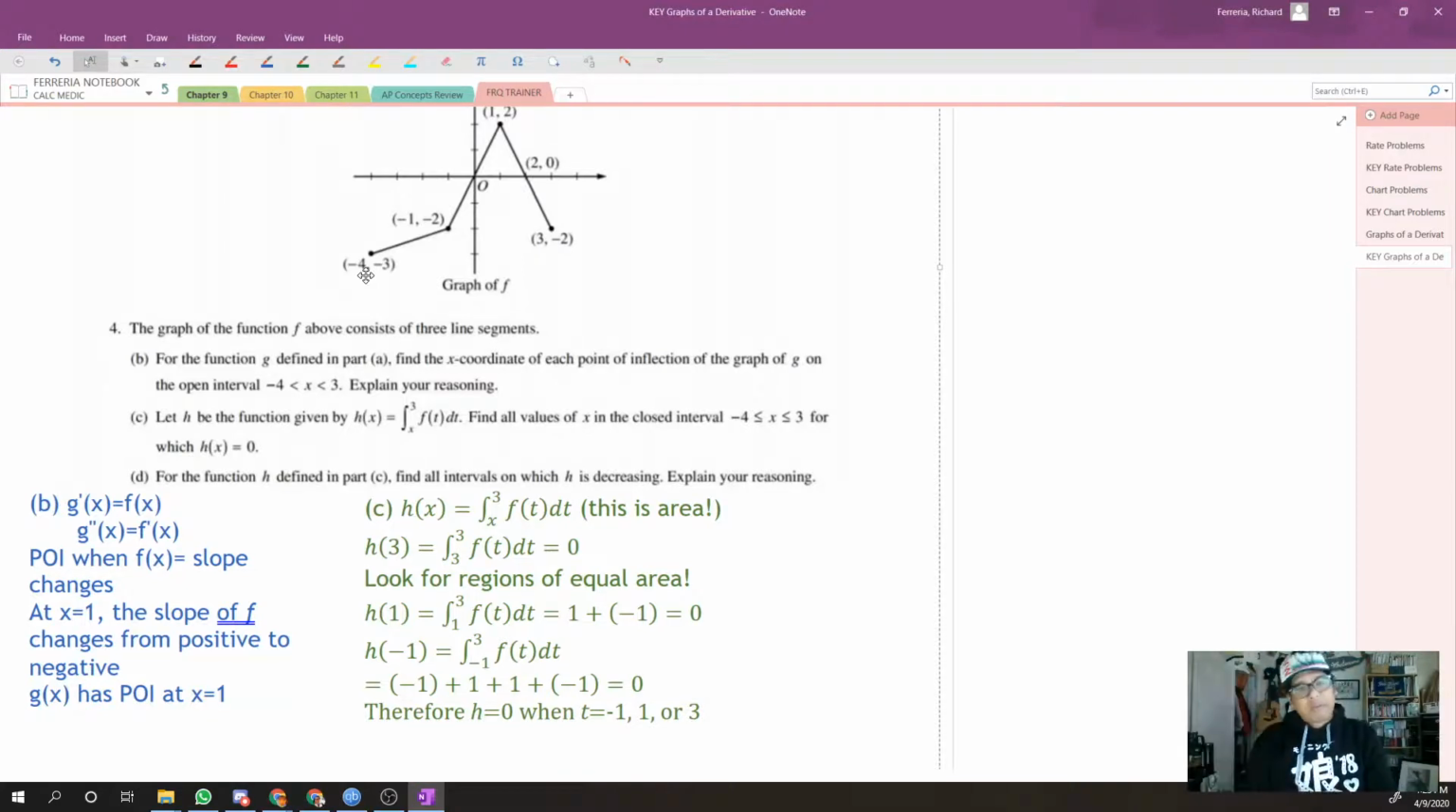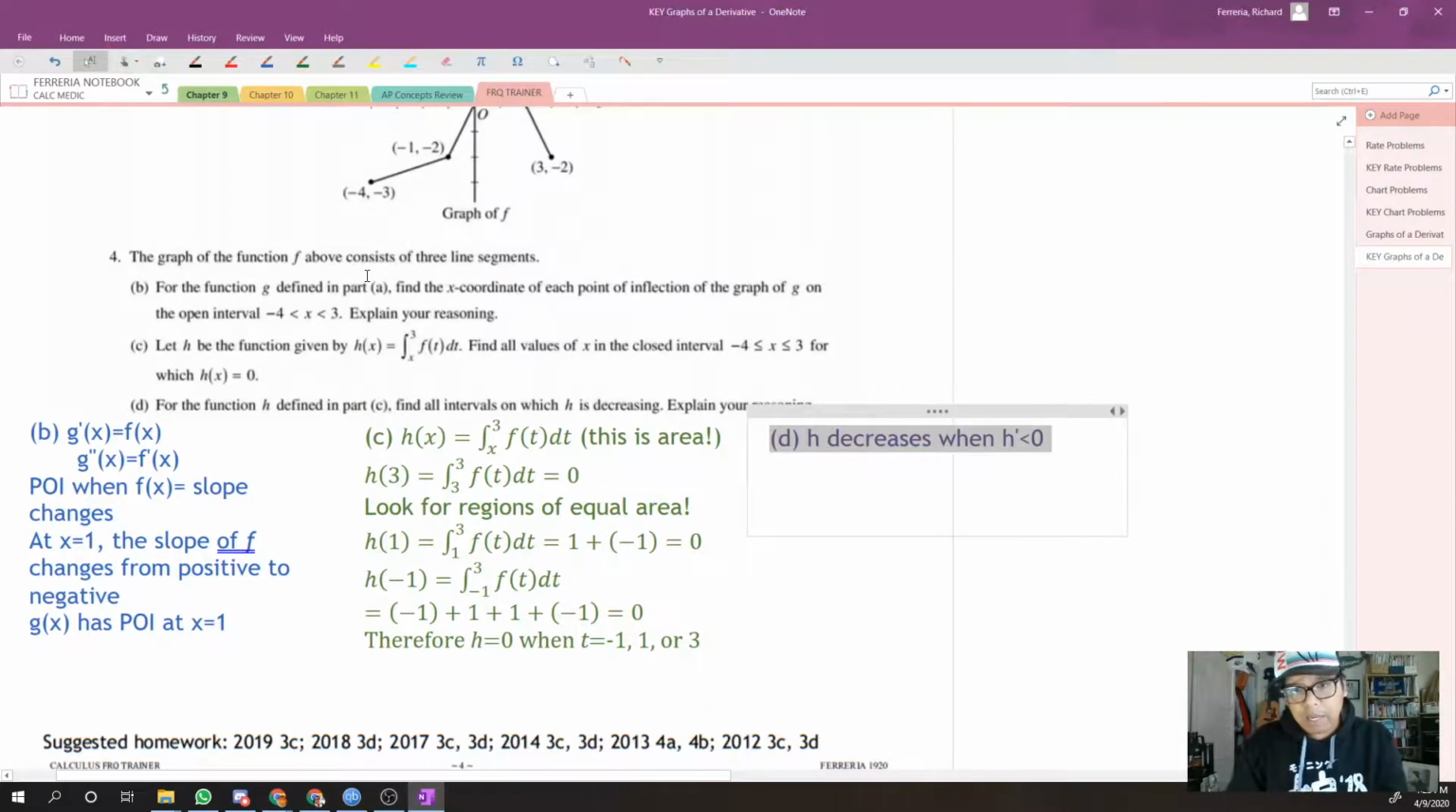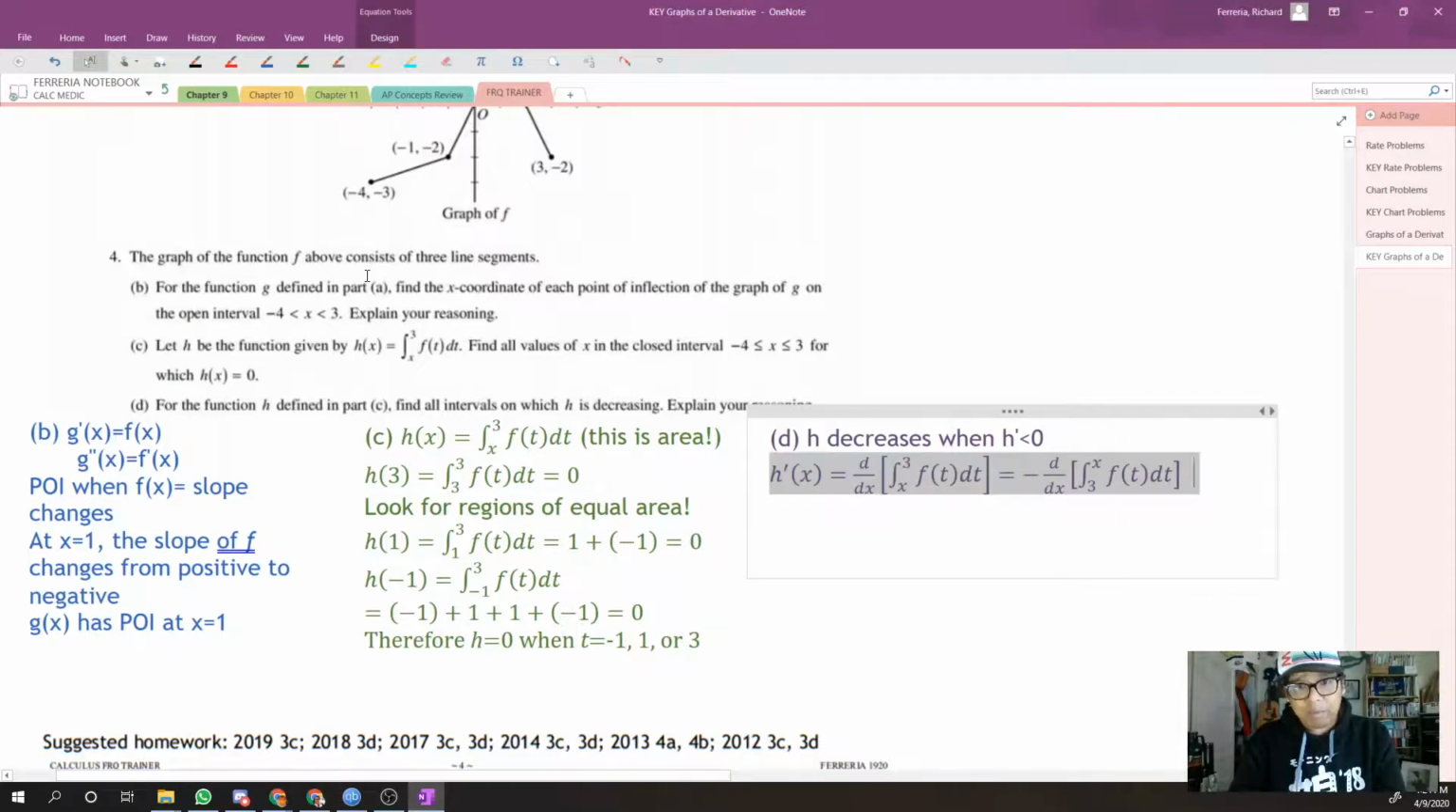Finally, we're ready for letter D. For the function h defined in C, find any intervals where h is decreasing. So first off, what does it mean in calculus if h is decreasing? Well, in calculus, h is decreasing when h prime is less than 0. Okay, so when is h prime less than 0? Well, first of all, what is h prime?